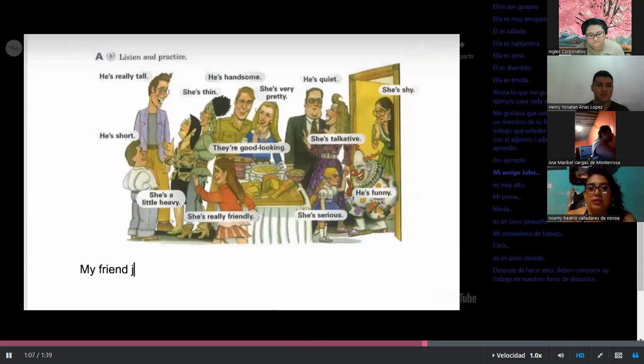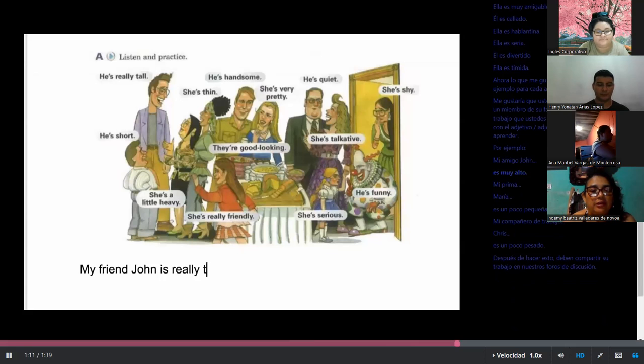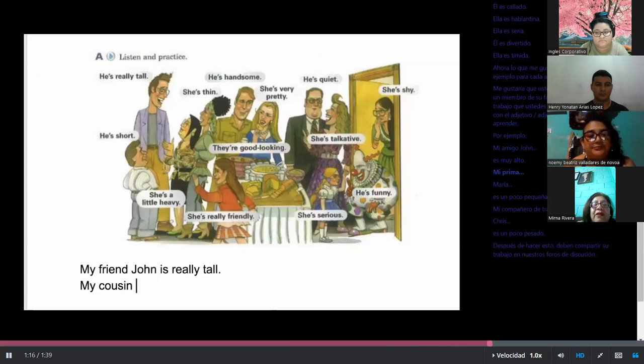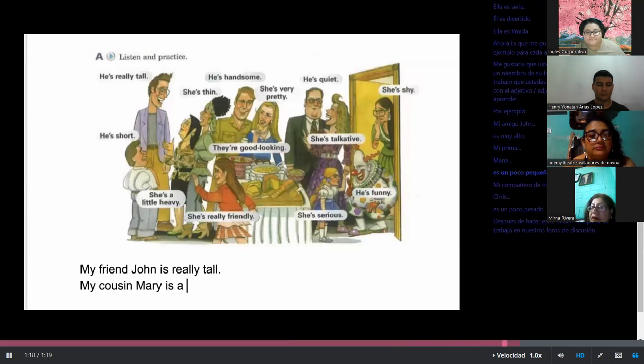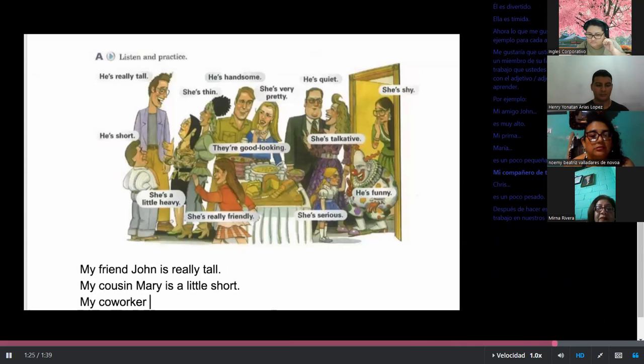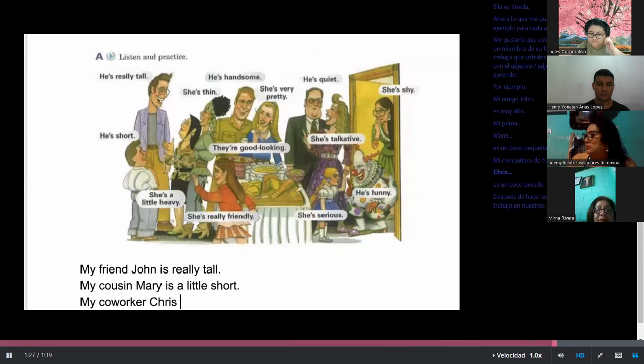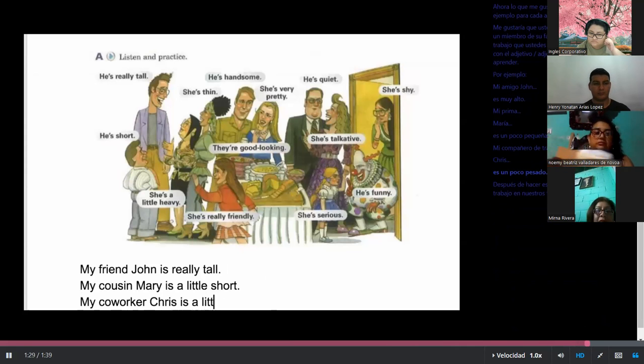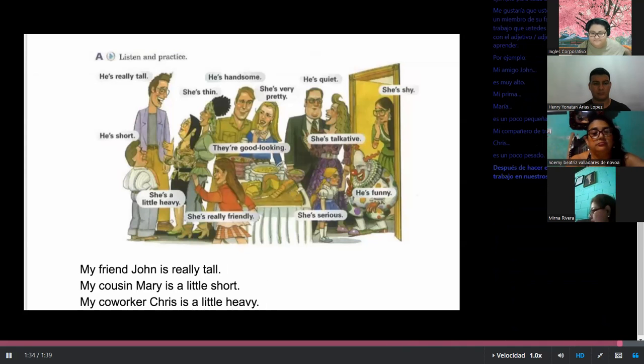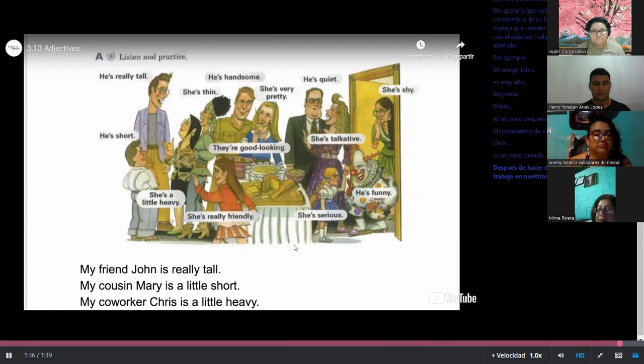my friend, John, is really tall. My cousin, Mary, is a little short. My coworker, Chris, is a little heavy. After you do this, you should share your work in our discussion forum.